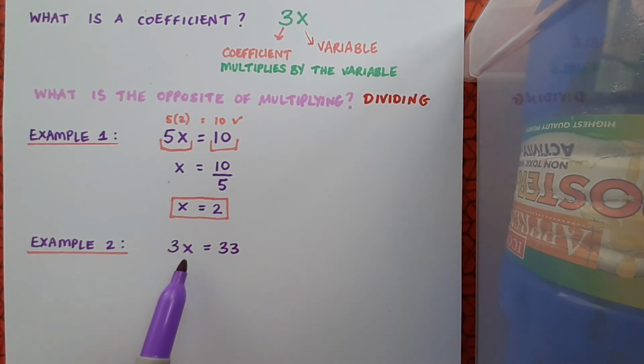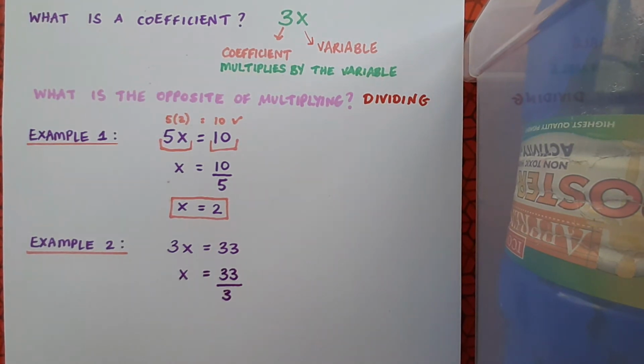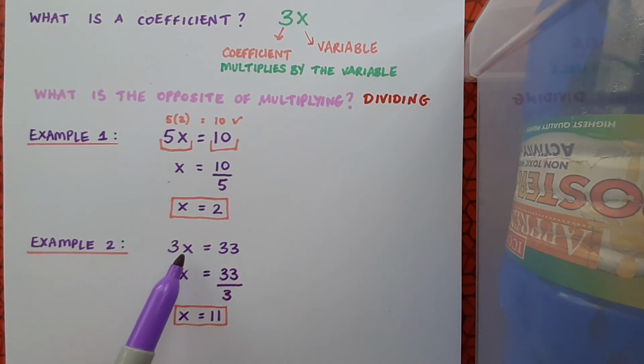Okay, I want to get the x by itself. The coefficient 3 is multiplying by the x, so when I bring it across, it'll have to divide. So x is staying on the left, 33 is already on the right, and the 3 comes across and divides. And again, I write that as 33 over 3. When I calculate this, my solution is x equals 11. Again, I can verify my solution. So let's see, 3 times 11 equals 33. That's correct, so my solution is correct.